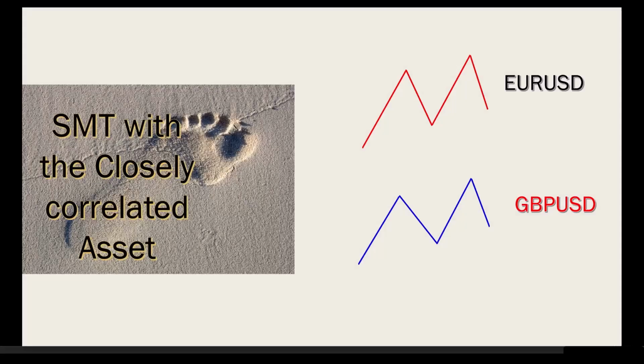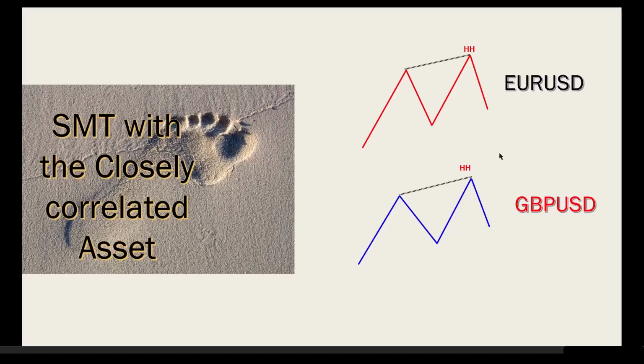Now, I want to talk about the SMT with the closely correlated asset. You understand Euro USD and GBP USD, they are closely correlated assets. They are closely correlated in the sense that at some point they tend to be moving in a similar fashion or in tandem, whereby ideally they tend to be making almost the same swing points. So when Euro USD makes a higher high over here, we also anticipate GBP USD to give us the particular higher high formation. Why? Because they're closely correlated assets.